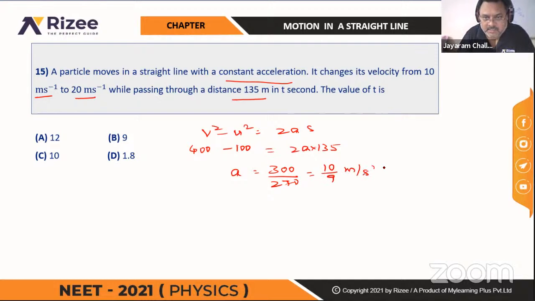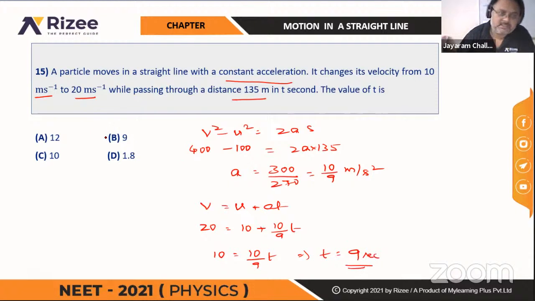Since we have got the acceleration, we need the time. v is equal to u plus at. So 20 is equal to 10 plus 10/9 into t. So 10 is equal to 10/9 into t, or time t is equal to 9 seconds. So this is the condition. It should be in seconds.